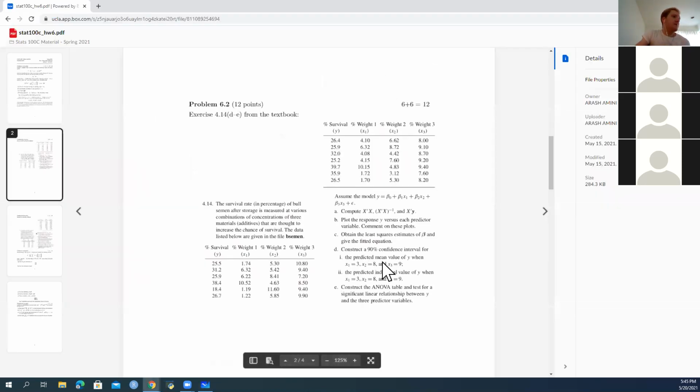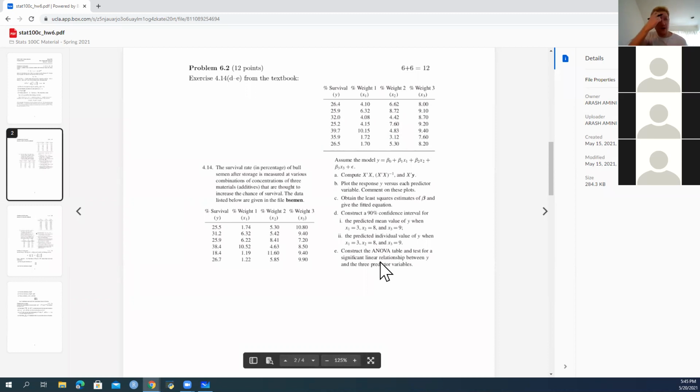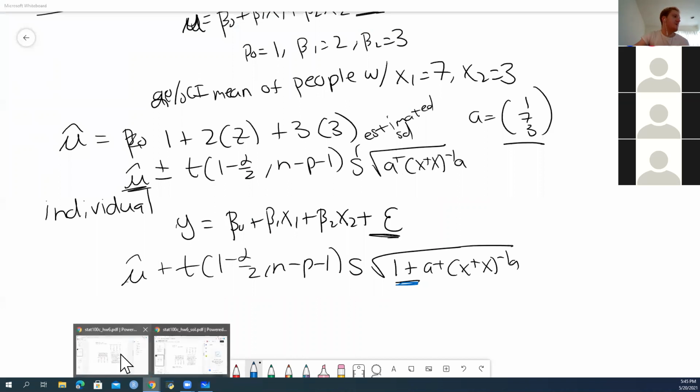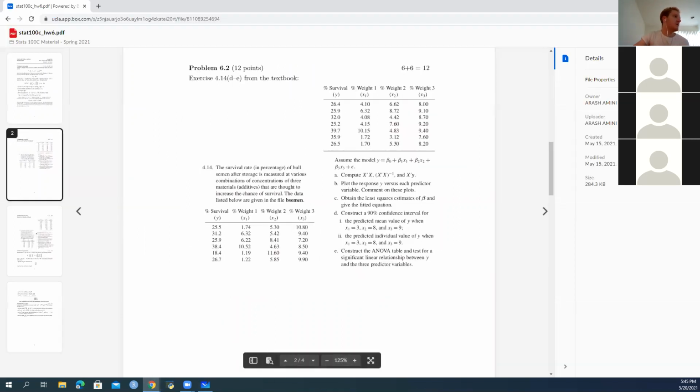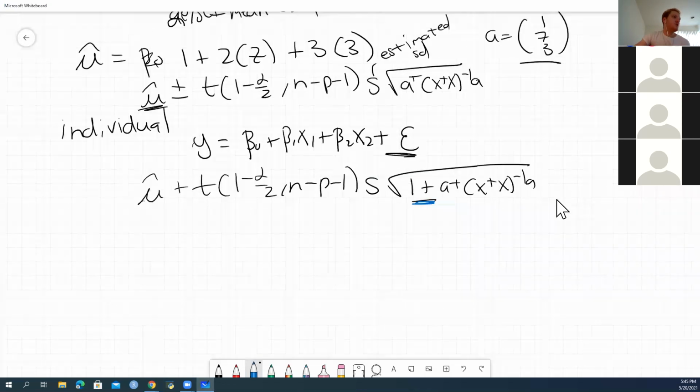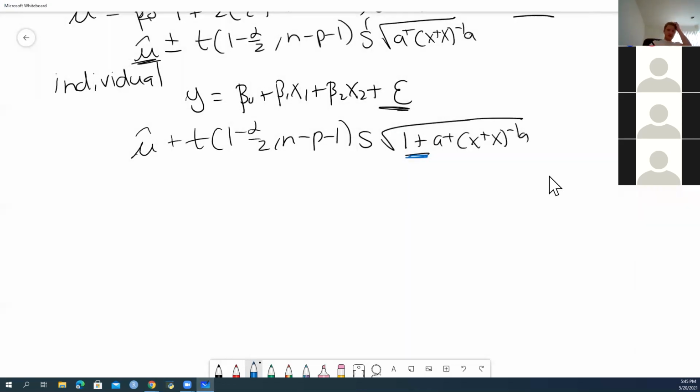To construct an ANOVA table, I think you can do this in code. You can simply create a linear model. Does it say each of them or all of them individually? Okay. So I believe it's fine to do this in R. Has he let you do stuff in R? I'm not exactly sure.